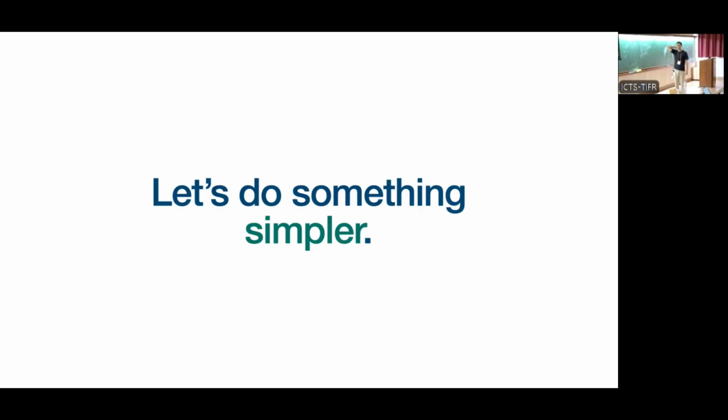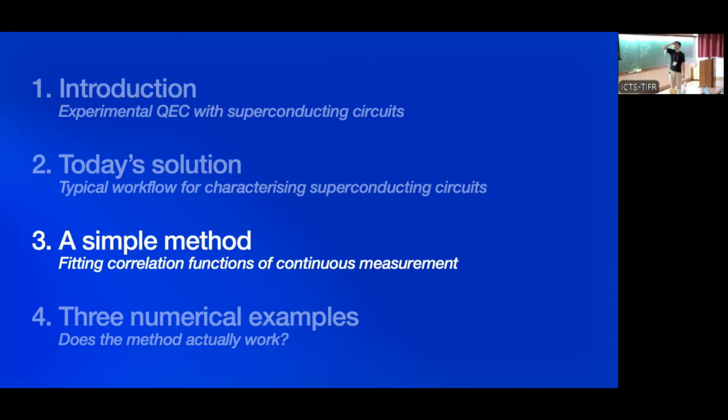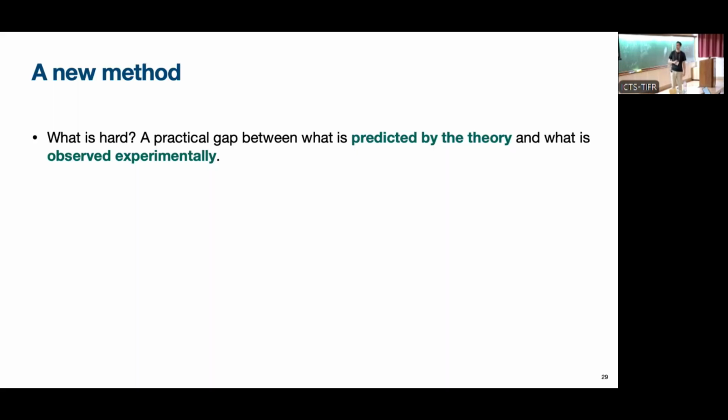All right, so the proposition of this talk is to do something simpler. Maybe something in between, using the full trajectory data, but a little bit more involved than just using projective measurements. So that's part 3, sorry. It's the simple method we propose. What is difficult in this problem is that there is a practical gap between what the theory predicts, the theory tells you how the state depends on the continuous time signal, and what you actually measure, this discrete time record.